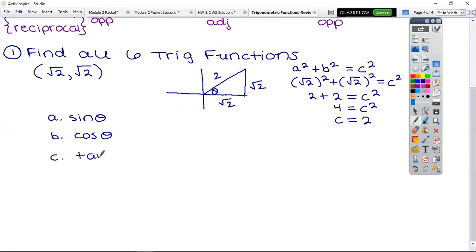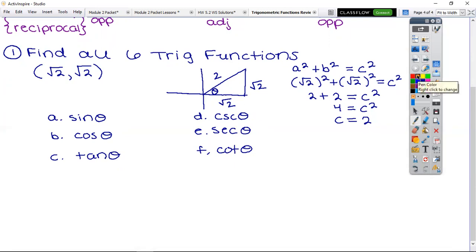And what's helpful is to put the reciprocals right next to them. So we're going to do cosecant theta. We're going to do secant theta. And lastly, cotan theta. So E of cotan theta. And just remember that anything that results in a radical in the denominator does have to be rationalized.